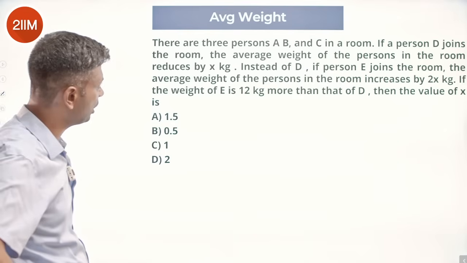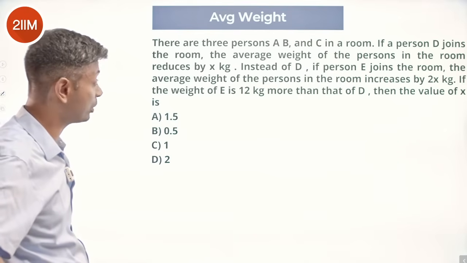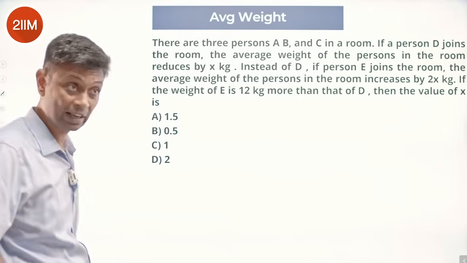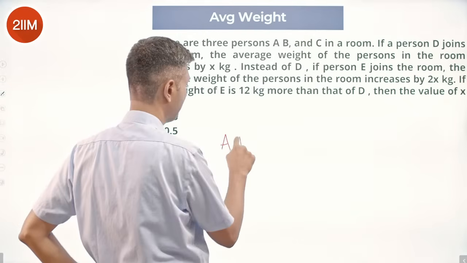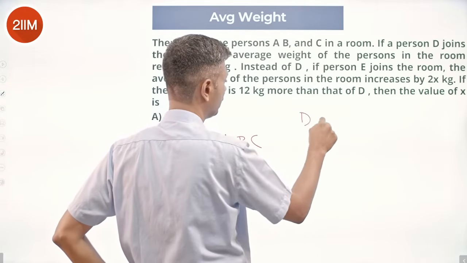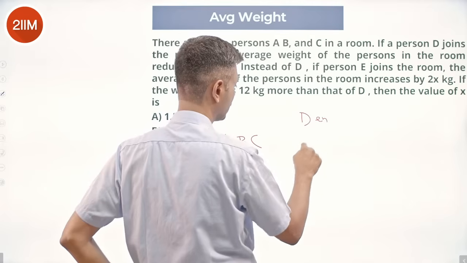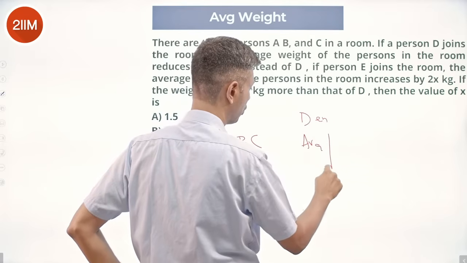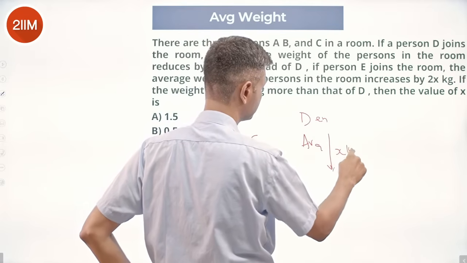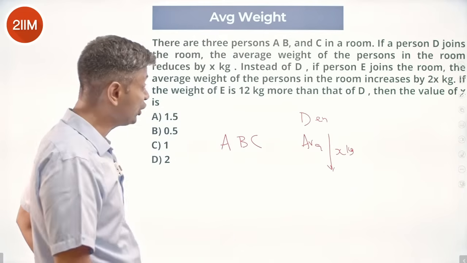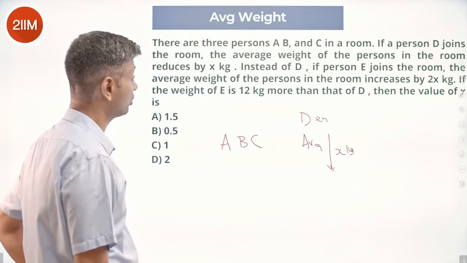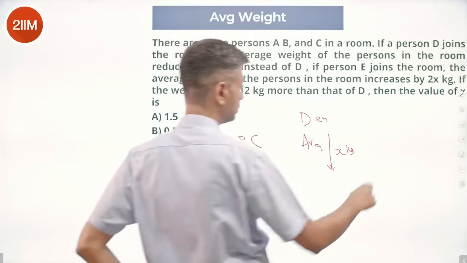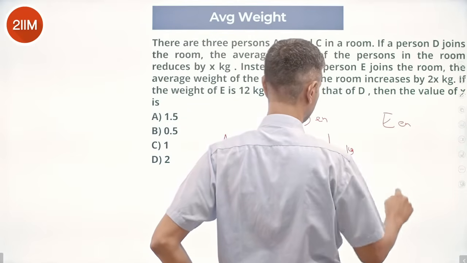The 3 persons A, B and C in a room, for person D joins the room, the average weight of the person in the room reduces by X kilograms. A, B, C, D enters, average falls by X kilograms. If person E joins the room, the average weight of the person in the room increases by 2X kilogram. E enters.